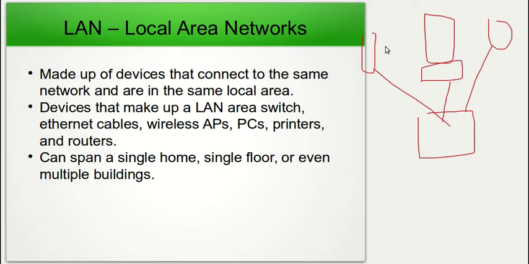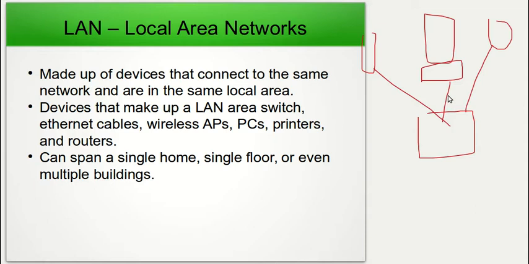So in this case, we have 3 devices connected to the switch. They're all able to communicate with each other and share information. Normally we would use some sort of wired cable to connect to the switch. This is known as a UTP Ethernet cable, known as unshielded twisted pair.